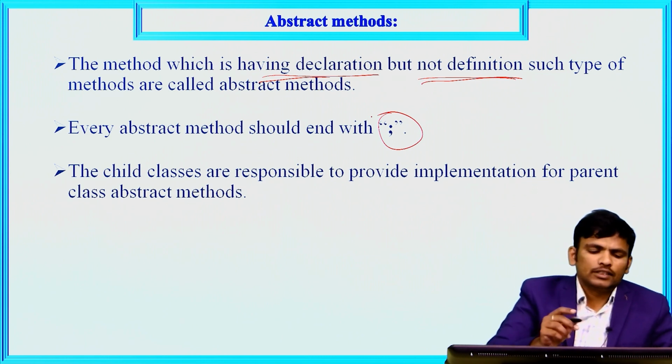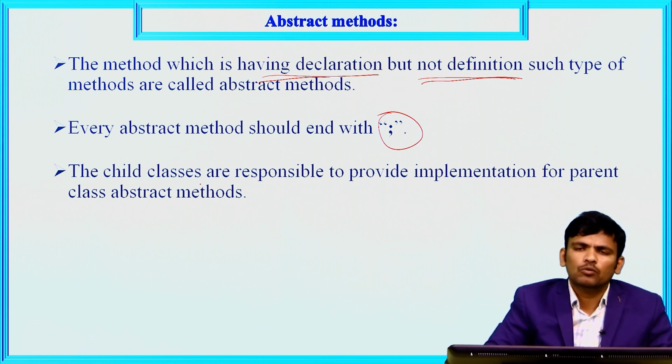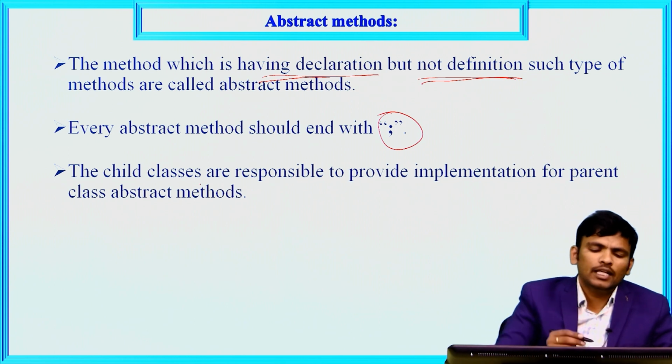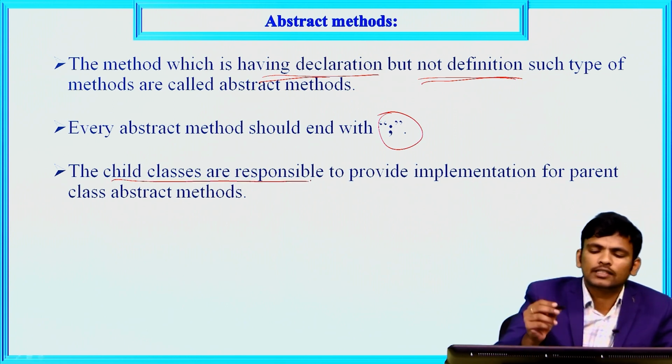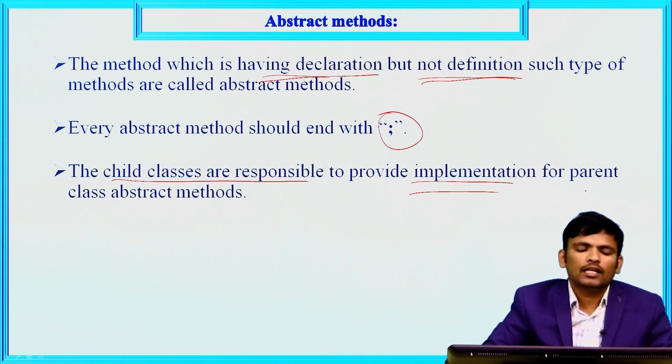Next, the child class. Who is responsible to override that method? Who is responsible to implement that method? The child classes are responsible. The child classes are responsible to provide the implementation of the parent class abstract method.